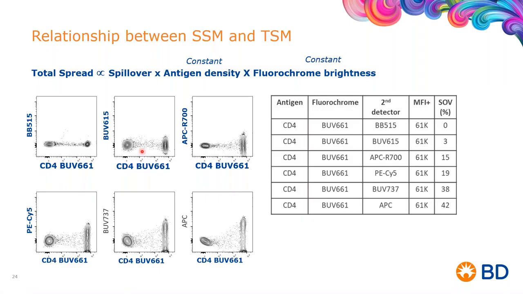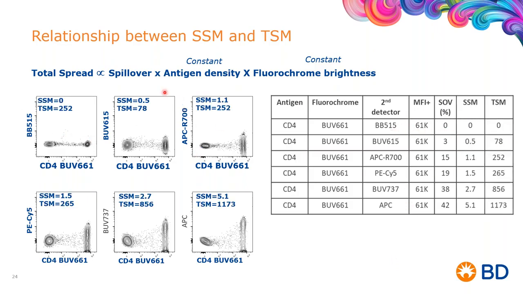Let me run through the same concept again, just to consolidate it. Let's take a couple of scenarios. This is a scenario where we have spillover and we maintain constant antigen density. It's all CD4. Fluorochrome brightness, it's all BUV661. We're only changing the detector where we measure spread. In this case, since the MFI, the antigen density and the fluorochrome brightness are constant, the only variable is spillover. There is a direct correlation between spillover value, SSM, TSM, and spread. In this case, we can say that a higher SSM value indicates higher spread, similar for TSM.